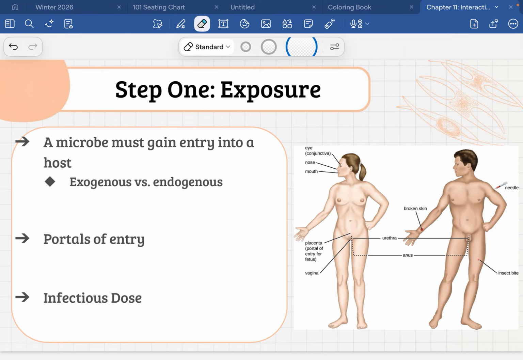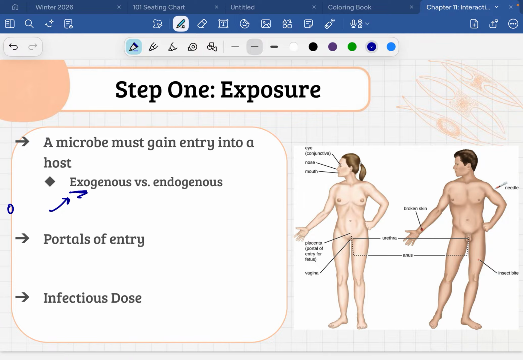In order to cause disease, this microbe must first gain entry into a host. And there are two ways that this can happen. It can happen exogenously or endogenously. Now, remember those prefixes. We've talked about those prefixes a lot. What does this exo prefix mean? It means outside or from the outside. And then endo is just the opposite. It means from the inside.